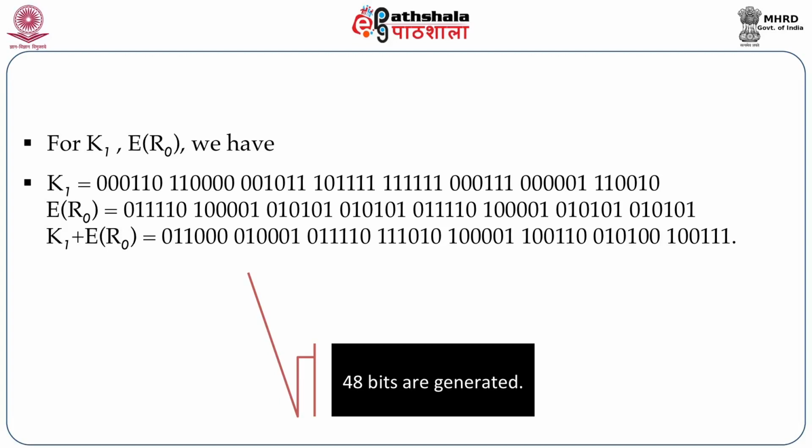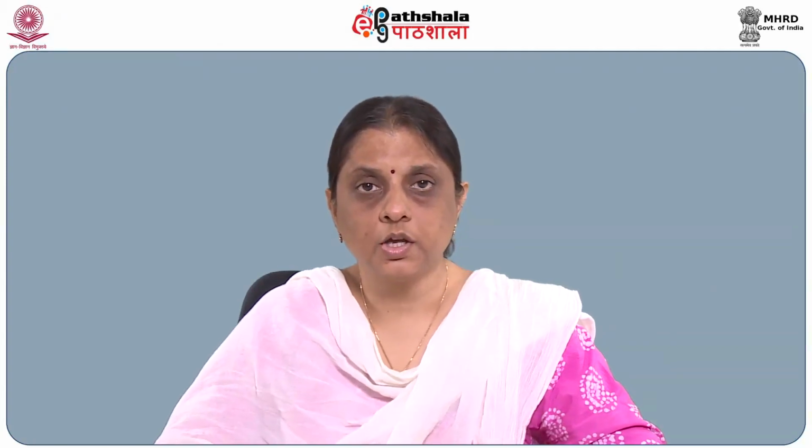Now, remember, the catch is we want to perform exclusive OR with L0 and the output of the function, that is the exclusive OR of key and R0. Now L0 is of 32 bits and the output of the function was 48 bits. So once again we have to convert these 48 bits into 32 bits so that the exclusive OR operation with the left half can be performed to generate the right half of the current round.